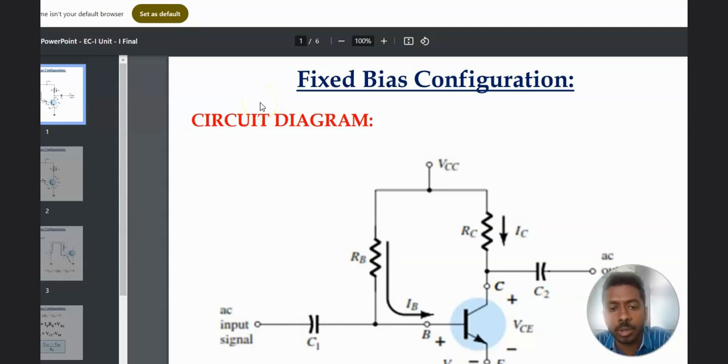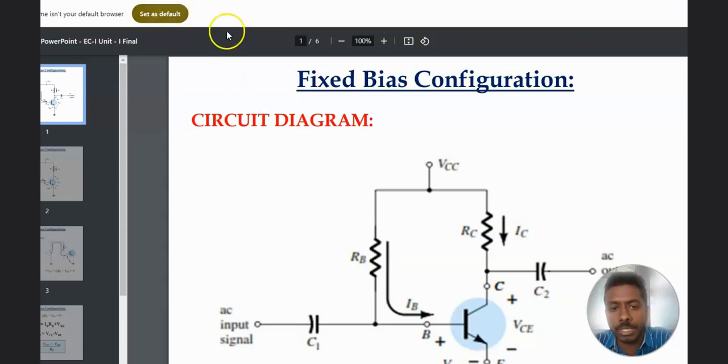So in this video, now we are going to see fixed bias configuration. We already know that there are three types of configuration: fixed bias configuration, collector to base bias configuration, and the voltage divider bias configuration. In the three configurations, now we are going to see fixed bias configuration.